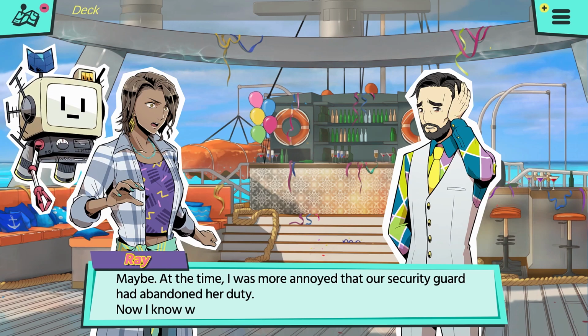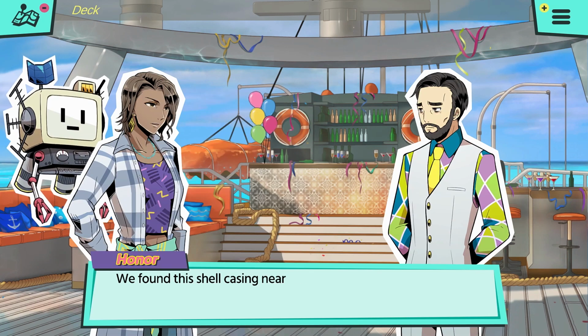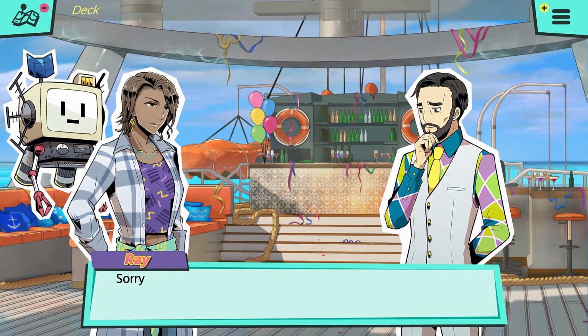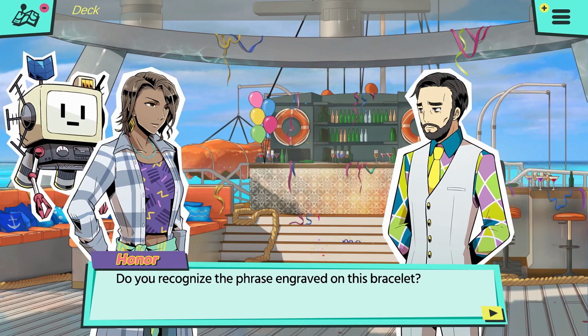At the time, I was more annoyed that our security guard had abandoned her duty. Now I know why. We found that shell casing near the body. Any thoughts? Sorry, I don't know the first thing about guns. Do you recognize the phrase engraved on this bracelet?